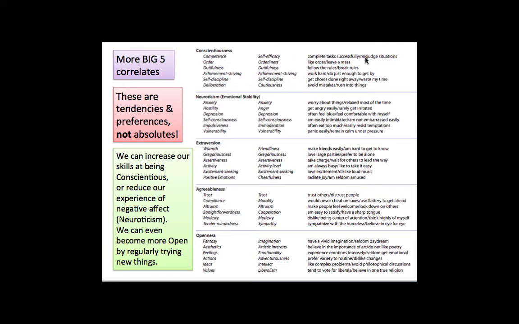Completes tasks versus leaves things undone, likes order versus leaves a mess, follows the rules versus breaks the rules, works hard versus does just enough to get by, that's industriousness. Gets chores done right away versus wastes time, that's also industriousness. So we come out with a certain energy that is conscientiousness and exists on a range with our distribution curve.